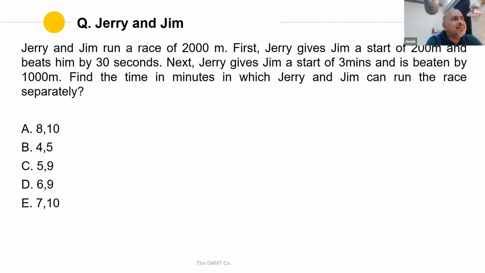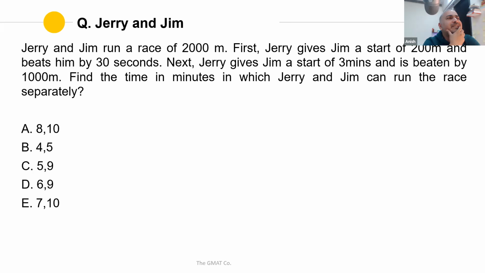Hold on. Beats him by some time? What does that even mean? Initially, Jerry gave Jim a start in terms of meters. Okay, that is easy to understand. But then he beat him by 30 seconds. What does that mean? 30 seconds, right? He beat him by 30 seconds time? How do we make sense out of this? Unless this is clear, it doesn't make sense to move on to the next statement.